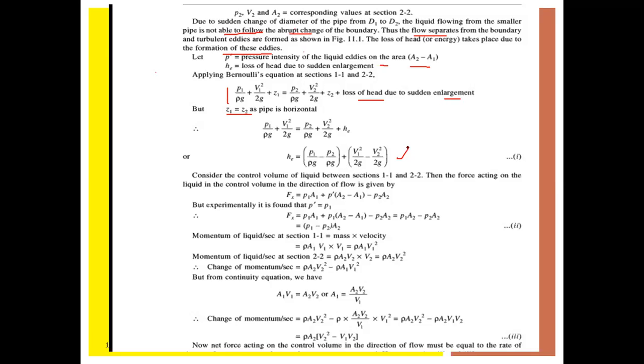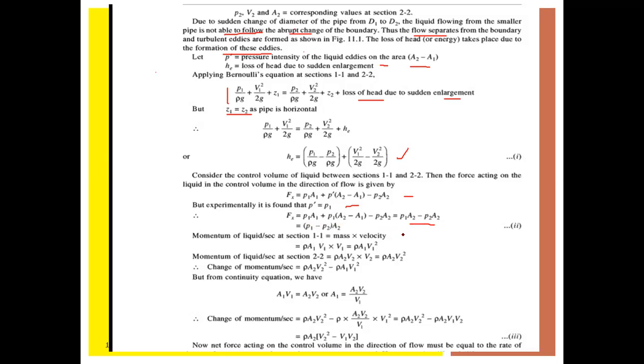Now, considering the volume of the liquid between sections 1 and 2, the forces acting on the liquid are: Fx is equal to P1 A1 plus P dash into (A2 minus A1) minus P2 A2. But experimentally, P dash is equal to P1. Therefore, Fx is equal to P1 A1 plus P1 (A2 minus A1) minus P2 A2, which implies A2 common, into (P1 minus P2).